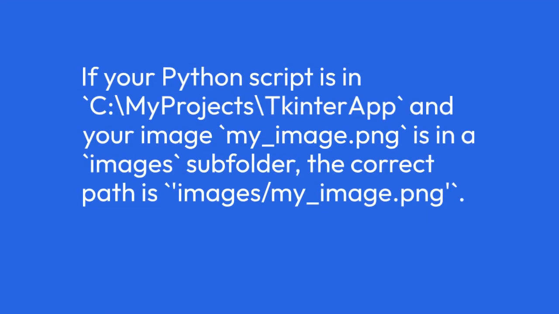For example, if your Python script is in C:\my_projects\Tkinter_app and your image, 'my_image.png', is in an images subfolder, the correct path is 'images/my_image.png'.